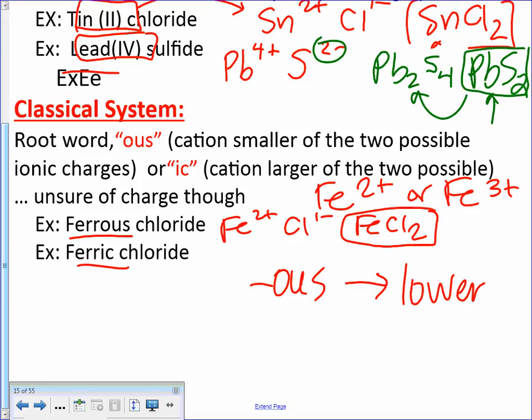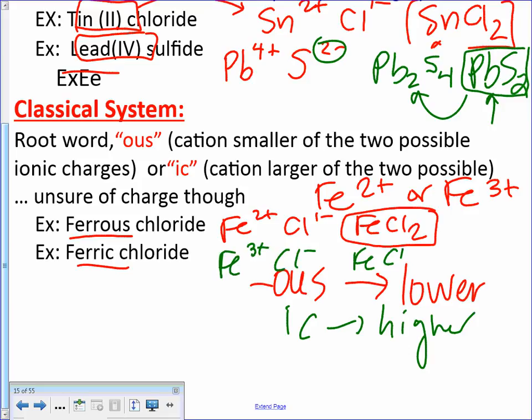If it's the ic ending, I always think it's the higher one. I don't know why that makes sense, but to me it does. So, ous is low, ic is high. It's the higher one, so it's the higher charge. So it's iron 3 chloride, FeCl3.